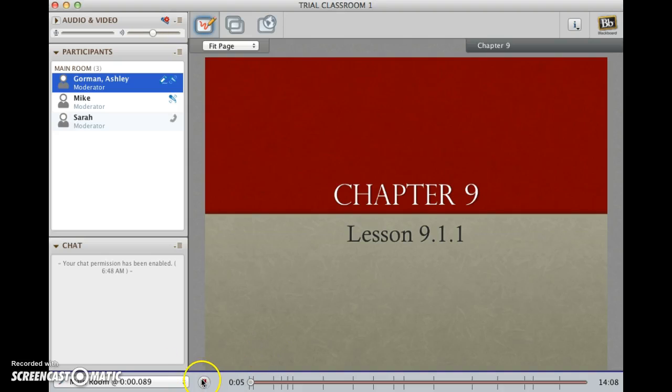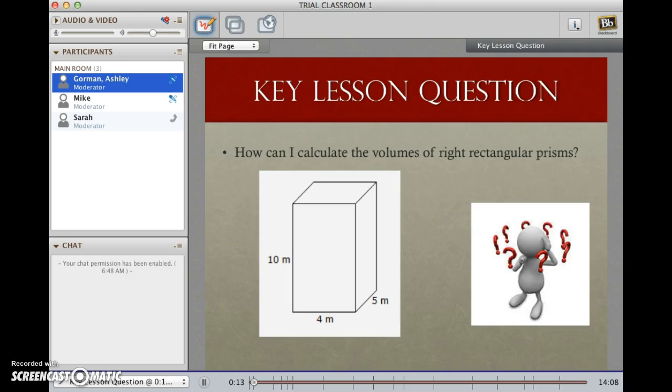Alright, so today we are going to start Chapter 9, Lesson 911. Our key lesson question today is going to be about how can I calculate the volumes of right rectangular prisms.